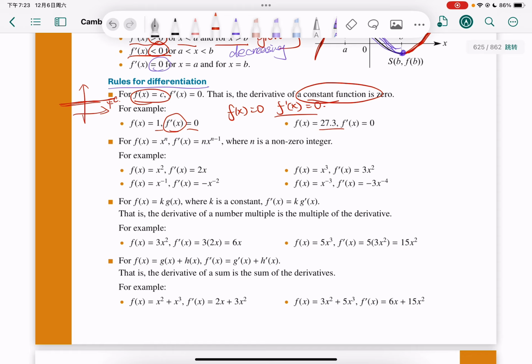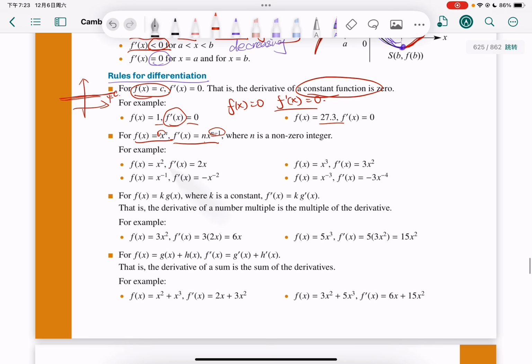And what about polynomials? f(x) is equal to x to the power n. Then we have f dash equal to n times x to the power n minus 1. So we take the n down, and then we minus the power by 1. For example, let's look at this one. If we have x cubed, then we take the 3 down, which becomes a constant in front of x, and then 3 minus 1 is equal to the power 2.